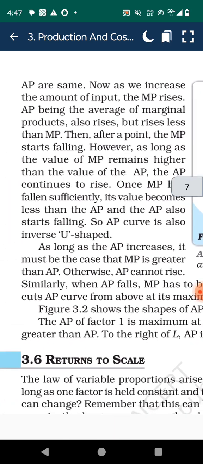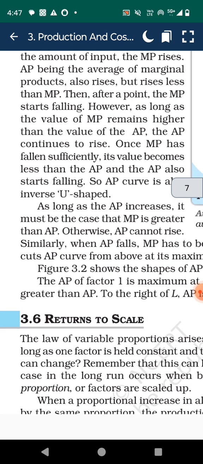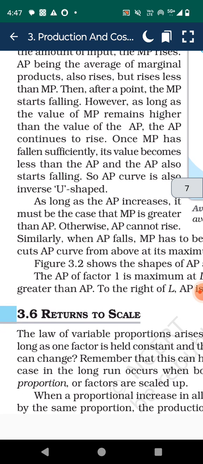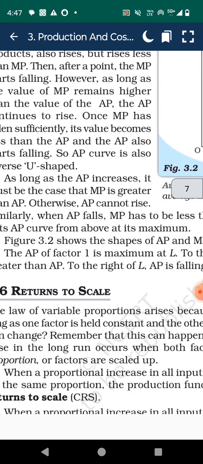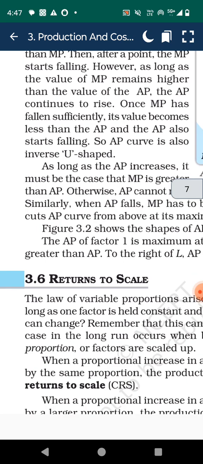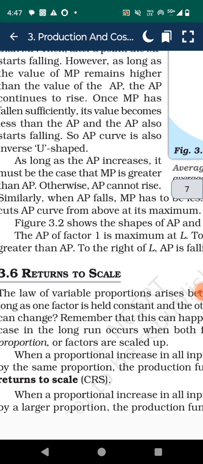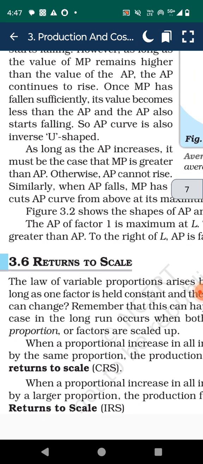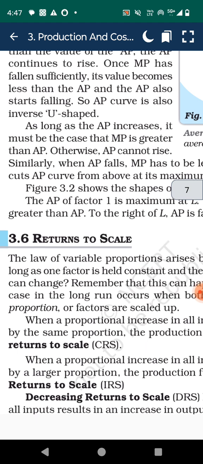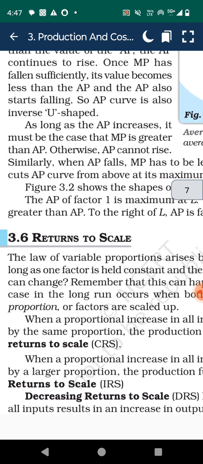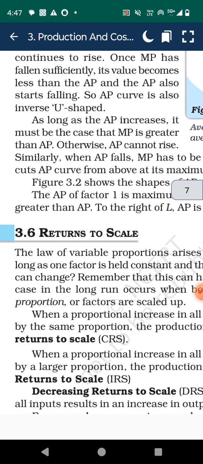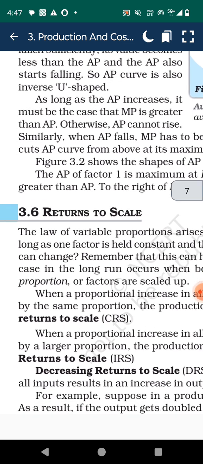Now as we increase the amount of the input, the MP rises. Average product, being the average of the marginal product, also rises, but rises less than MP. Thus, after a point the MP starts falling. However, as long as the value of the MP remains higher than the value of the AP, the AP continues to rise. Once the MP has fallen sufficiently, its value becomes less than AP, and the AP also starts falling. So the AP curve is also inverted U-shaped.